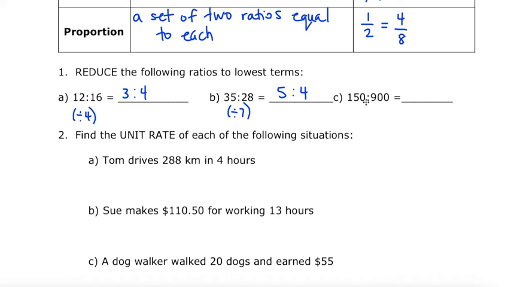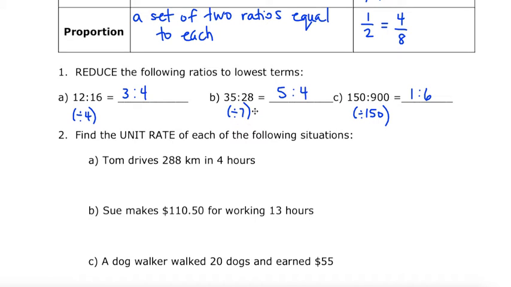And the last one, 150 to 900. Again, we want to look for the largest number that divides evenly into both of these numbers. If you need to do it in steps, that's perfectly fine. If you can find your greatest common factor right away, that's even better. So the largest number that divides evenly into both of these is 150. So 150 divided by 150 is 1, and 900 divided by 150 is 6.